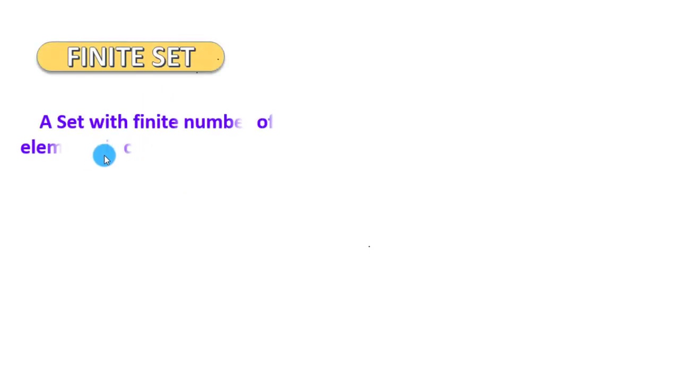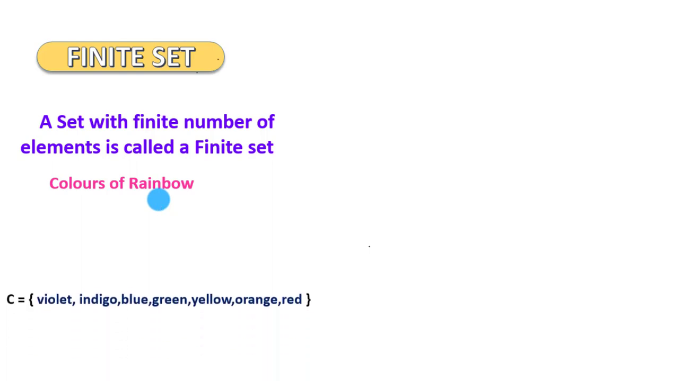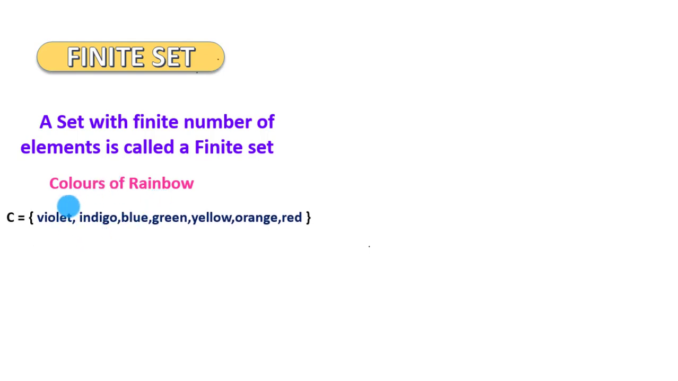A set with a finite number of elements is called a finite set. In other words, in a set, if you are able to count the number of elements, then we call it a finite set. For example, let us take colors of rainbow. How many colors are there in a rainbow? 7, right? If we take a set C as colors of rainbow: violet, indigo, blue, green, yellow, orange and red. 7 colors. So we can count, and so it is a finite set.